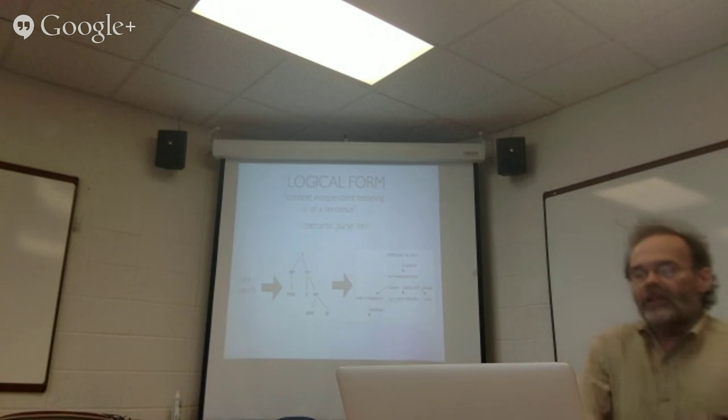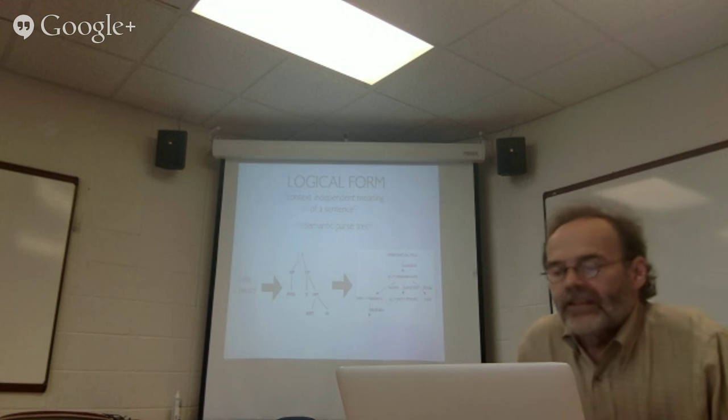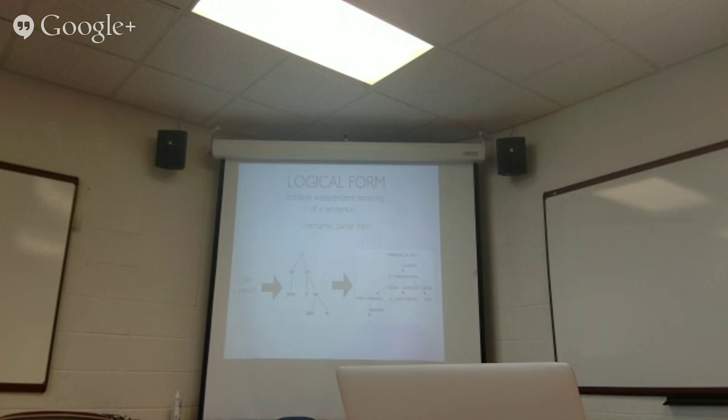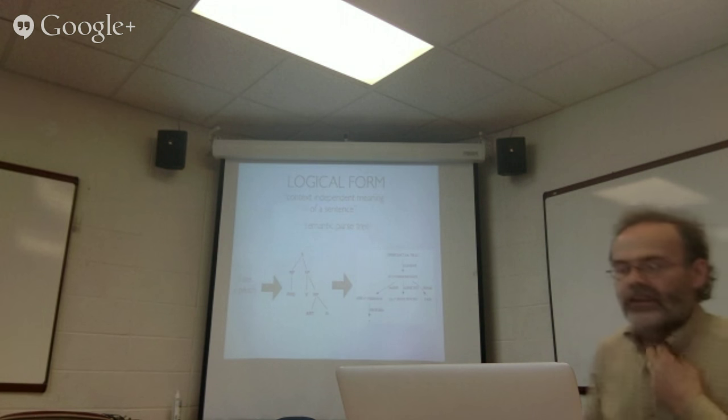The idea of the logical form is essentially a context-independent meaning of a sentence. Or you might think of it as a semantic parse tree, parallel to a syntactic parse tree. The nodes are semantic objects and they're linked by semantic relations rather than syntactic objects and distinctions. So that's one way to look at it.